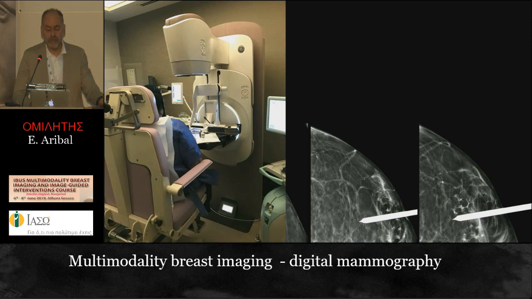We use the upright positioning of the patient with a lateral approach of the needle. Here is the needle approach. This is the lateral approach, which is easier in my opinion. But some people prefer the horizontal approach.